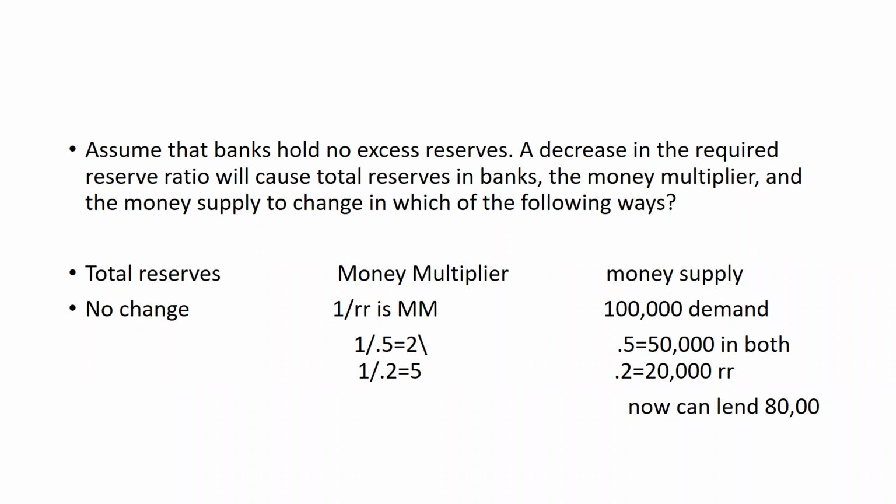Now, at 0.5, I have 50,000 in both required and excess reserves. If I lowered it to 0.2, I'd have 80,000 that I could lend out, and the multiplier would be 5. So the answer would be total reserves, no change. Money multiplier increases, and money supply is going to increase because the banks can lend out more money and the multiplier is higher.